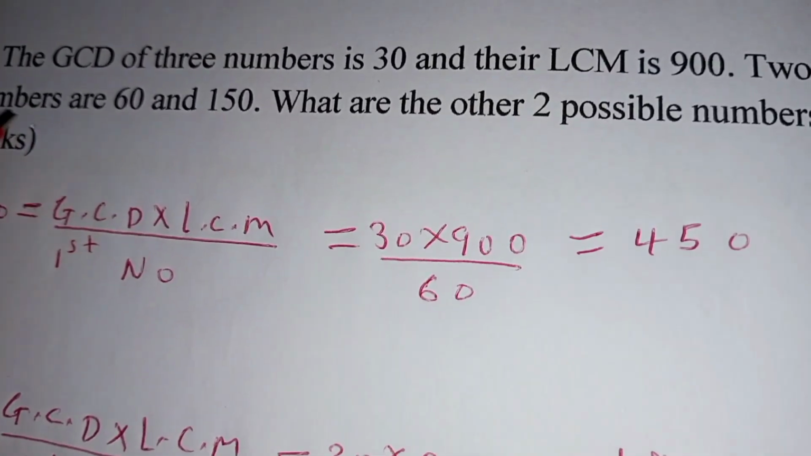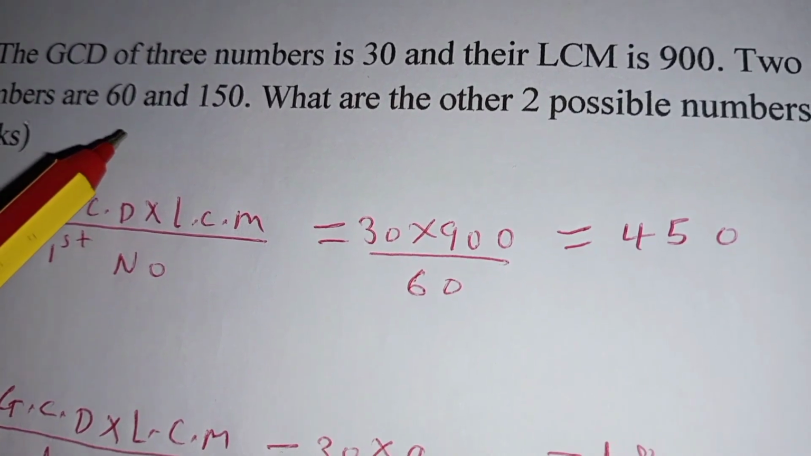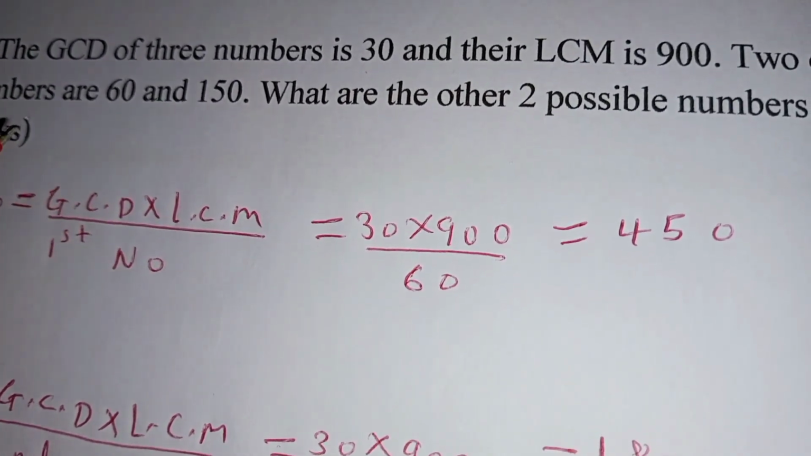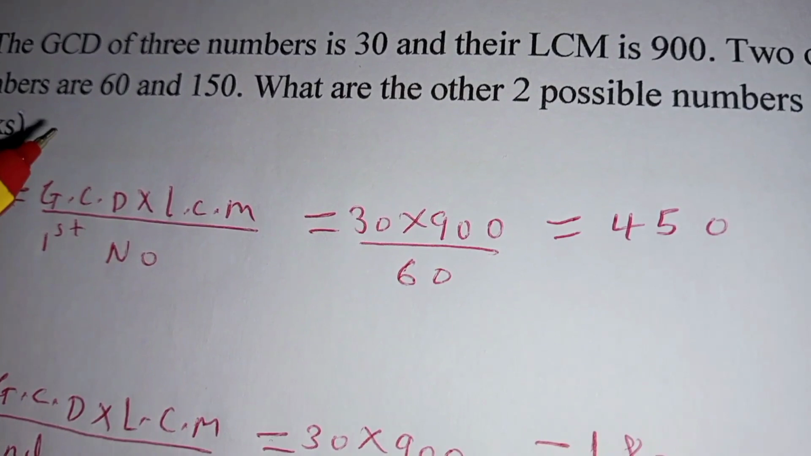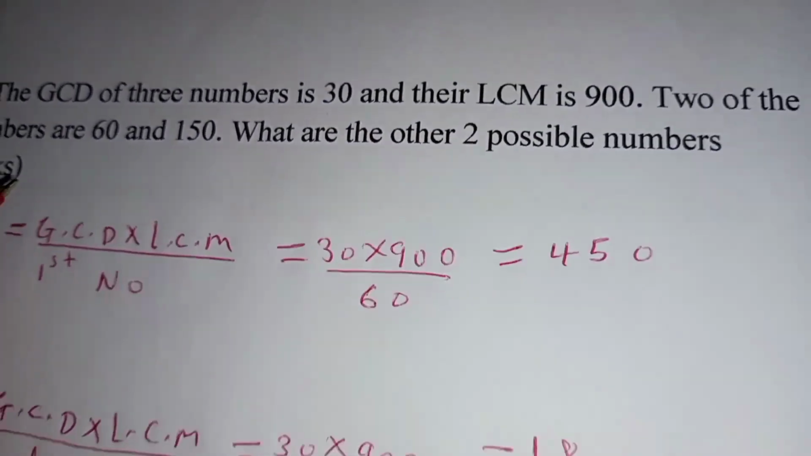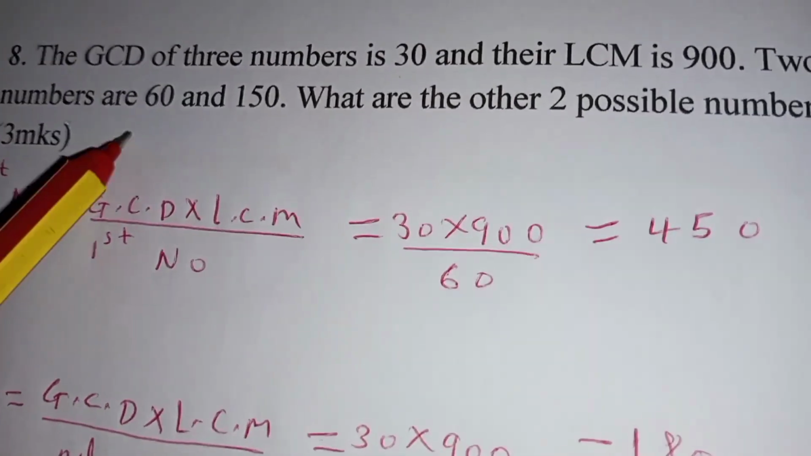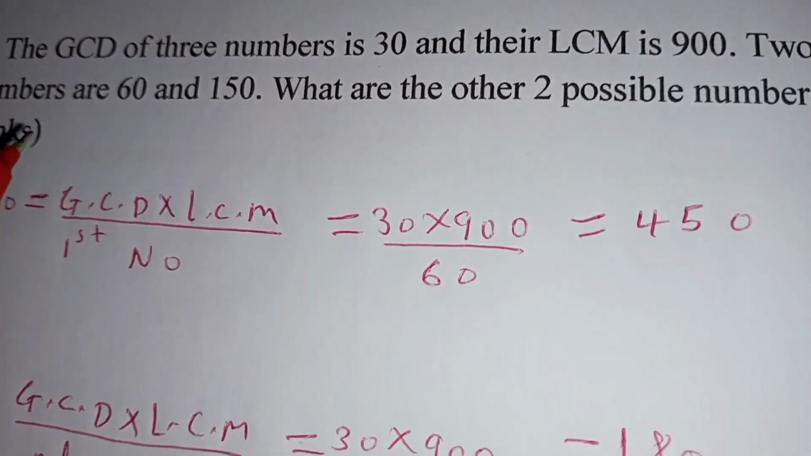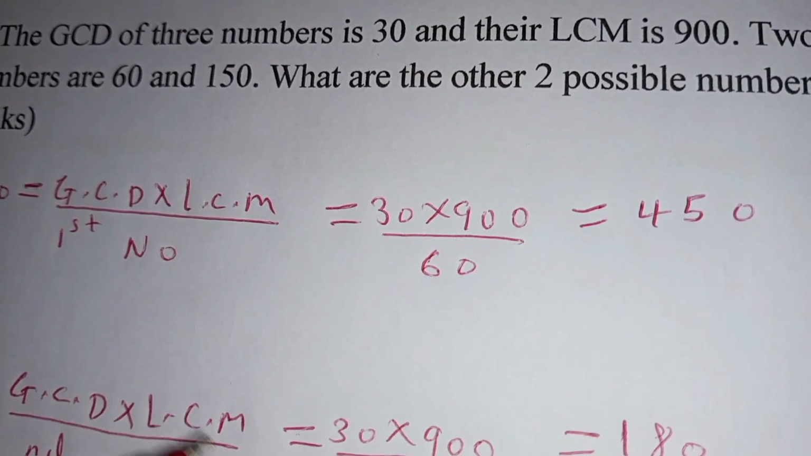You are given here the GCD of three numbers is 30, and you are told the LCM is 900. Two of the numbers are 60 and 150. So what are the other two possible numbers?